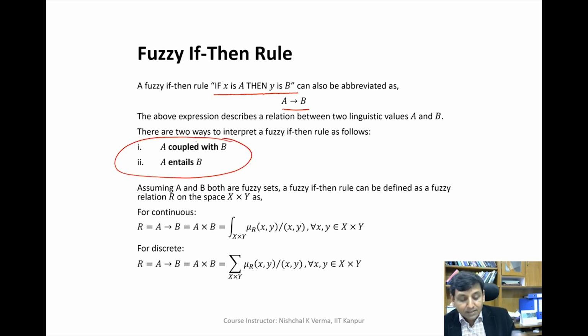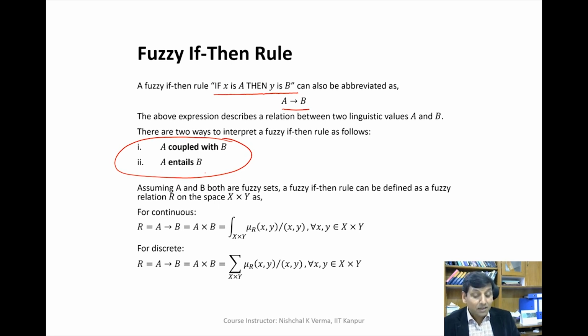The first way is A coupled with B, or the second way is A entails B. So a fuzzy if-then rule, when it is written in the syntax that I have already mentioned, if X is A, then Y is B, can also be interpreted like this: A coupled with B, or A entails B. So assuming A and B both are fuzzy sets.